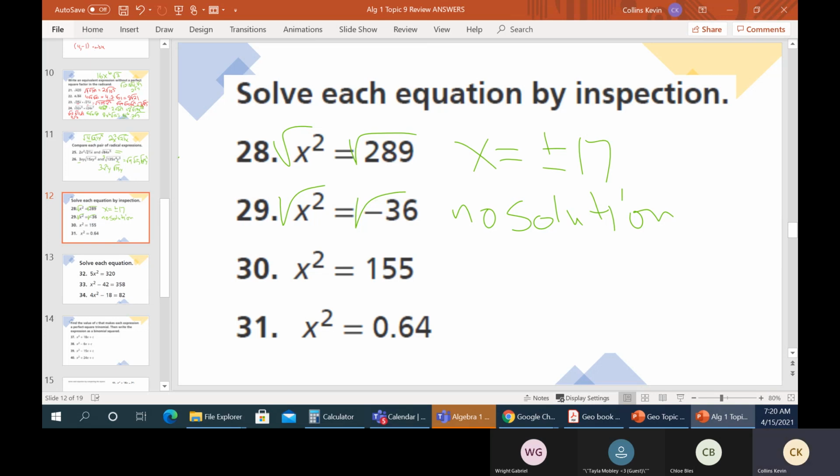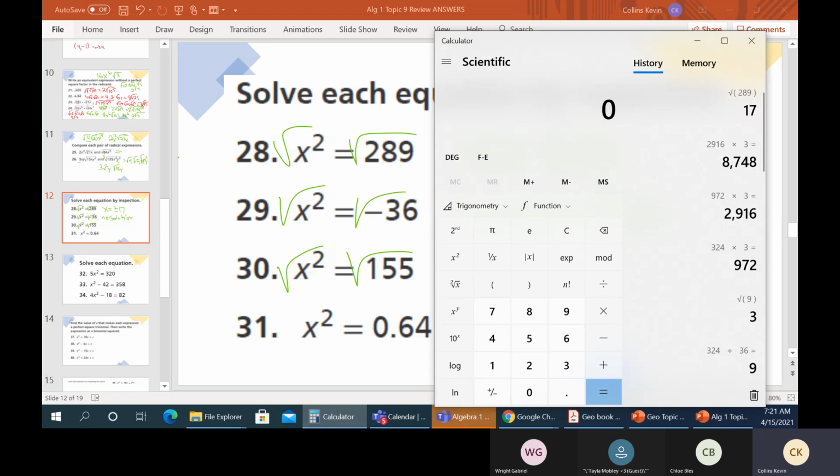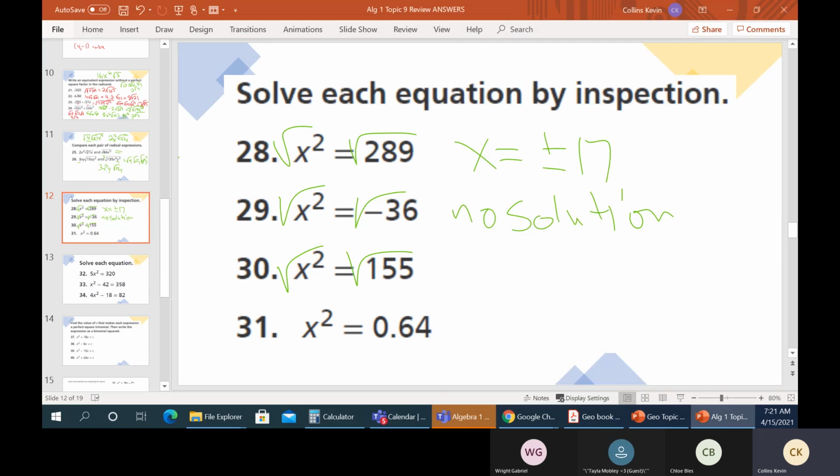So the next one, again, we just take the square root of 155. Now that's not going to be a perfect square, but we can get an approximation here. So let's clear out that dreaded invalid input. We do 155, and then take the square root of. So about 12.45. So plus or minus 12.45.